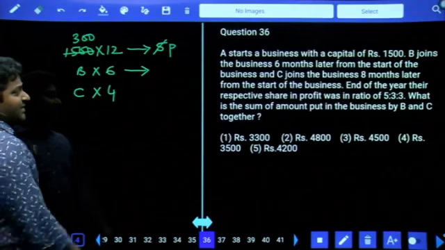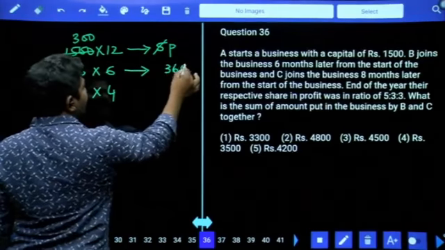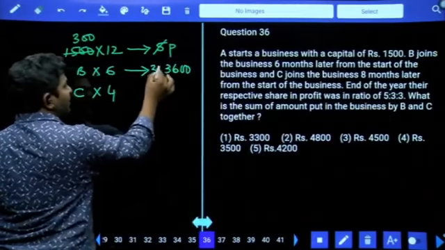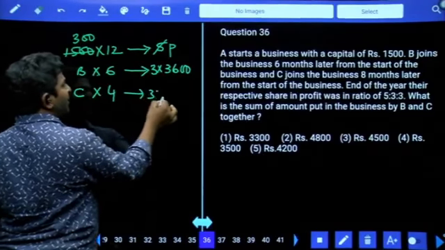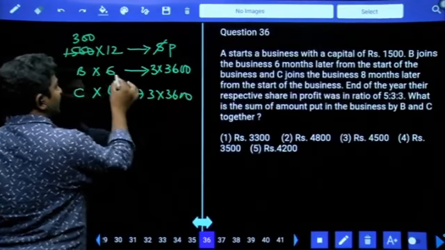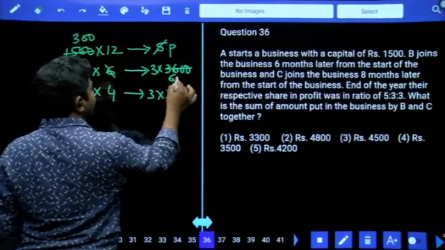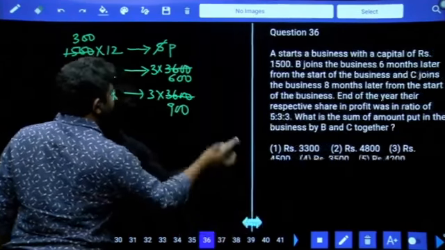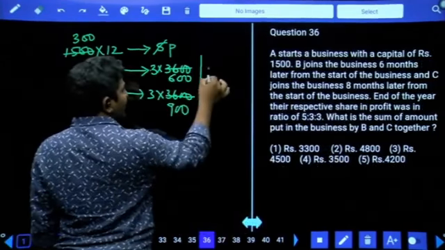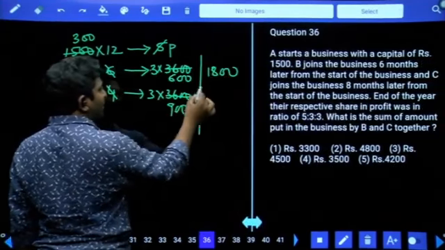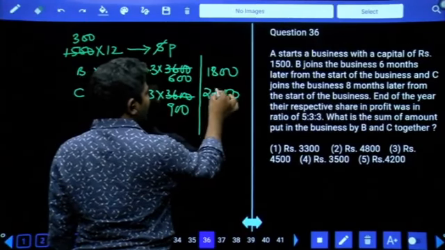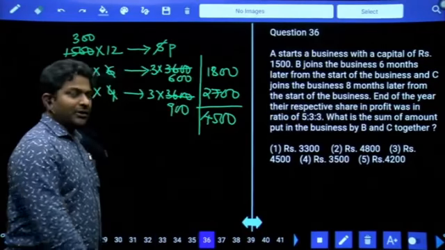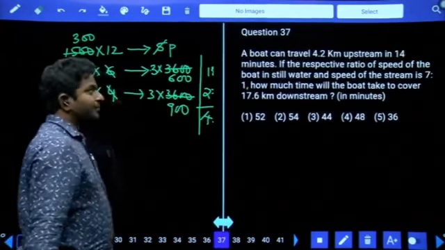If 1 part value is equal to 3600, B and C both are getting 3 parts. That means 3 into 3600, 3 into 3600. B is 600 times 6, C is 900 times 4. That means 3 into 600, 1800, 3 into 900, 2700, then the sum is equal to 4500. 4500, third option is our answer.